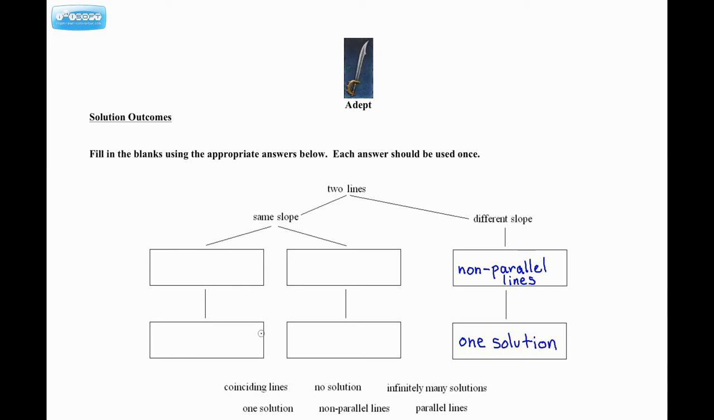All right. Well, let's look at the other case. If the slopes are the same, well, what have we got here? We could have coinciding lines, or we could have parallel lines. So I'll do parallel first. So parallel lines, okay, or we could have coinciding lines.